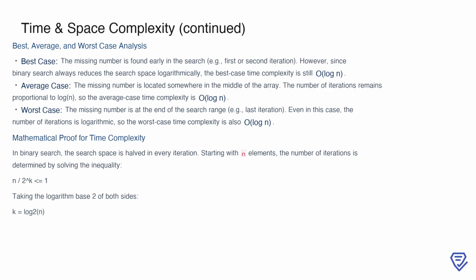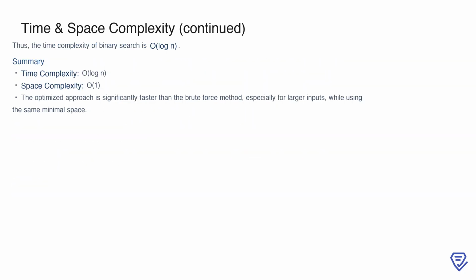Mathematically, this behavior can be explained by the fact that each iteration reduces the search space by half. Starting with n elements, the number of iterations required is determined by solving the inequality n/2^k = 1. Taking the logarithm base 2 gives us k = log2(n), confirming the logarithmic time complexity. Thus, we can conclude that the time complexity of the binary search algorithm used in this solution is O(log n).